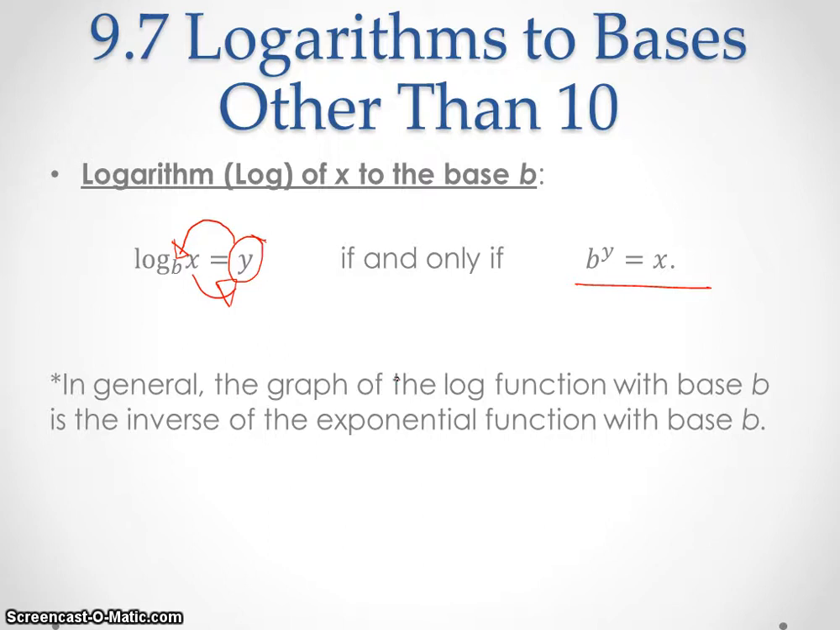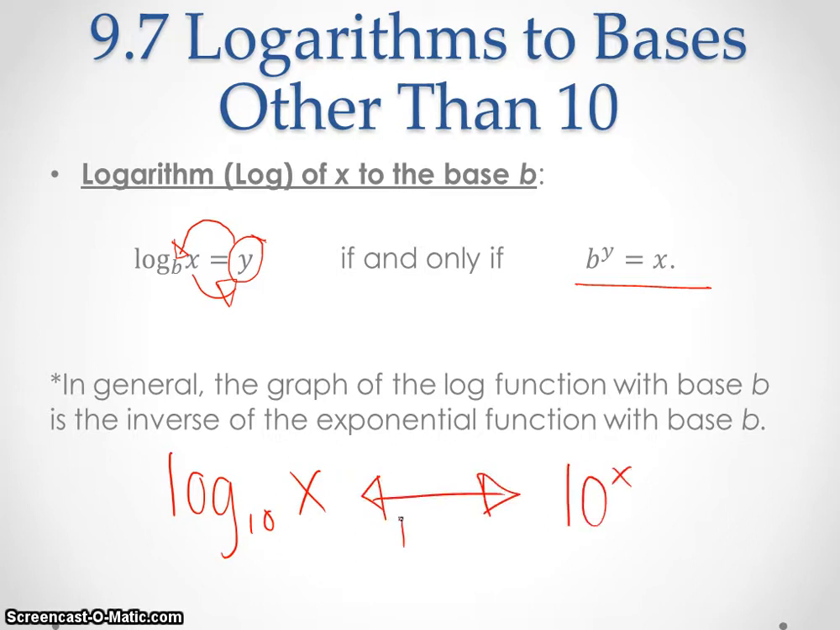So in general, the graph of a log function with base b is the inverse of the exponential function with base b, which we already saw with our common logs: log base 10 of x was the inverse of 10 to the x power. So these were inverses. It's going to be kind of the same thing. Let's say we have maybe log base 7 of x. Then it would be an inverse of 7 to the x power. So we have to have 7 here still, but those would be inverses of each other as well.